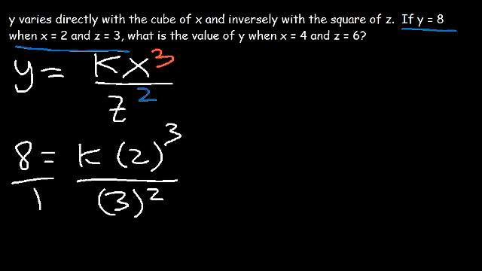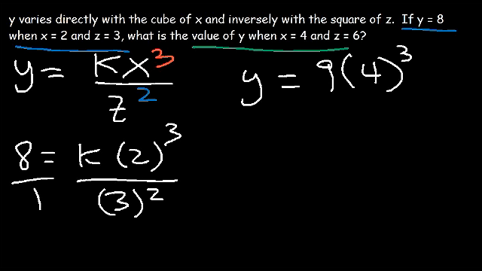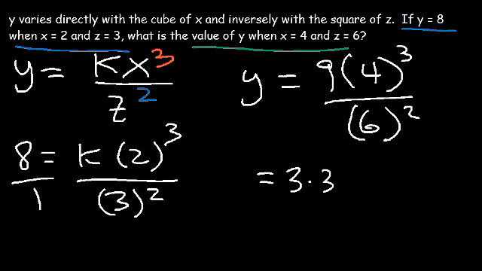So now let's take the second part of the problem and let's solve for y. So k is 9, x is now 4 and z is 6. So let's see if we can simplify it. 9 is the same as 3 times 3. And 4 to the third, so we have 4 times 4 times 4. I'm going to change one of the 4's into 2 times 2.